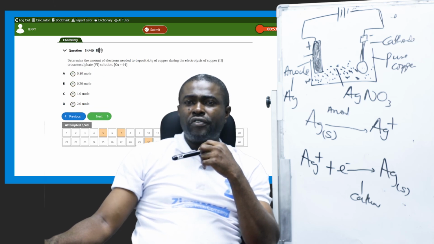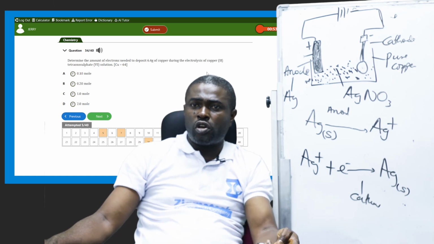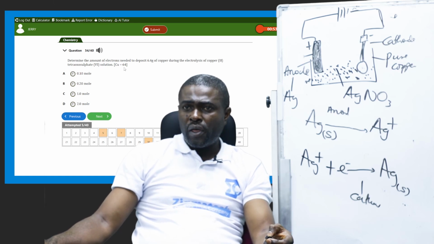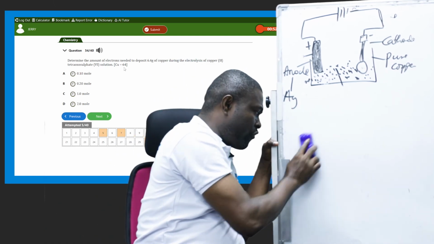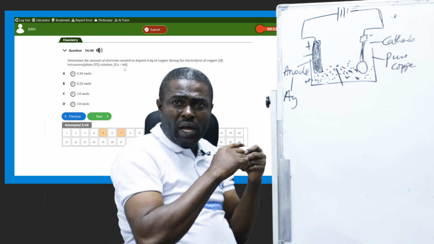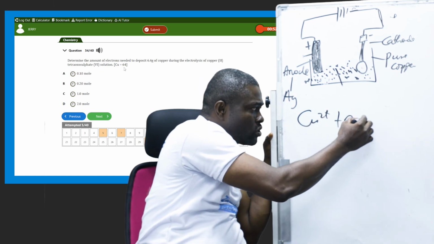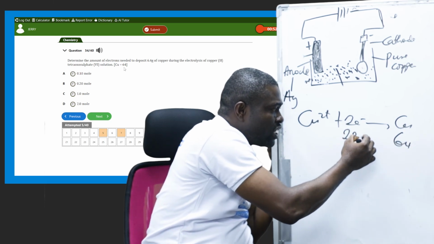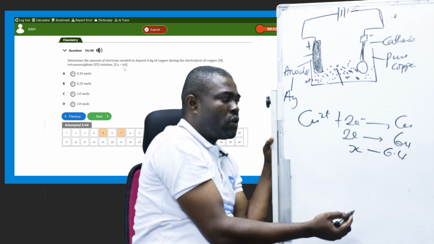Let's go to number 34. Determine the amount of electrons needed to deposit 6.4 grams of copper during electrolysis of copper(II) tetraoxosulfate(VI). Mass of copper is 64. So this is very simple. What do you do? 1 mole of the element is 64. So we are looking at the amount of electrons. Ordinarily, we have Cu2+ plus 2 electrons to give me neutral copper, which is 64. So here we are looking at 2 electrons giving me 64. So how many electrons should give me 6.4? That is the question.